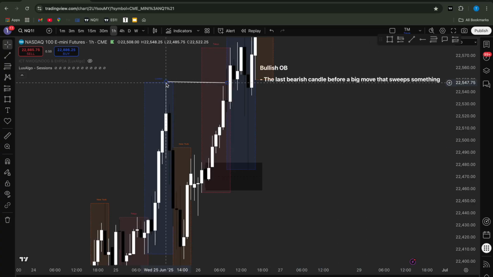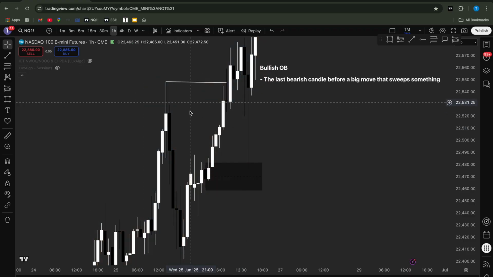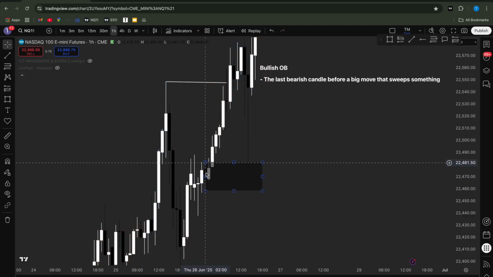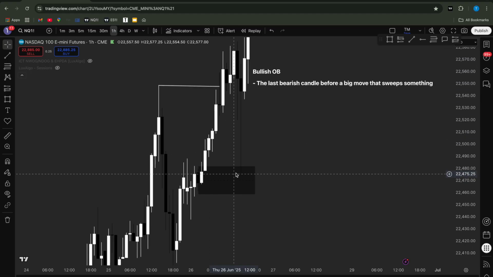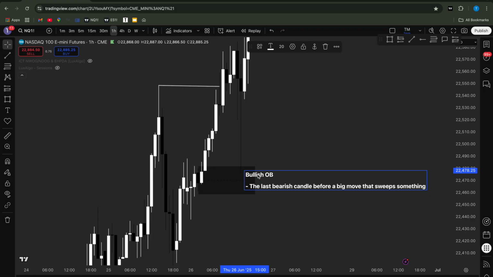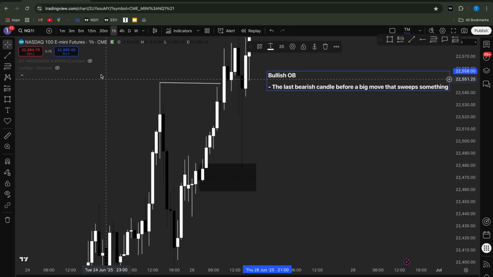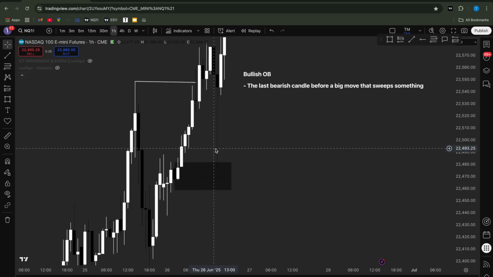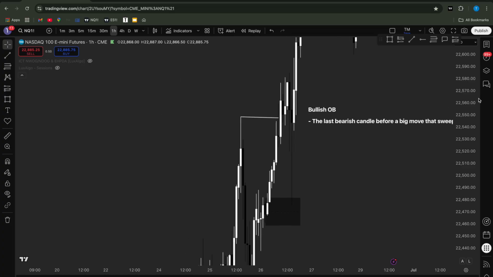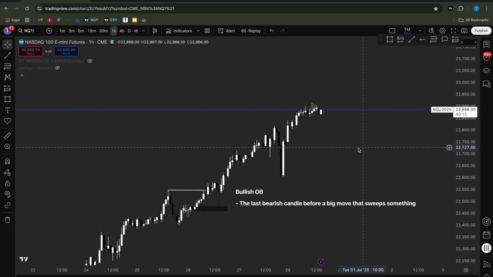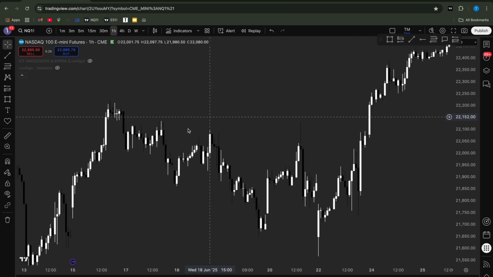You can see as well, this is London high. Price prints the bearish candle, closes, and then price moves up, sweeps the high, creating a 1 hour bullish order block. And as you can see, price eventually returned back into the order block, collected all of the orders, and then moved up. So yeah, that's literally all that an order block is. We'll do a bearish example now, if I can find a good one.